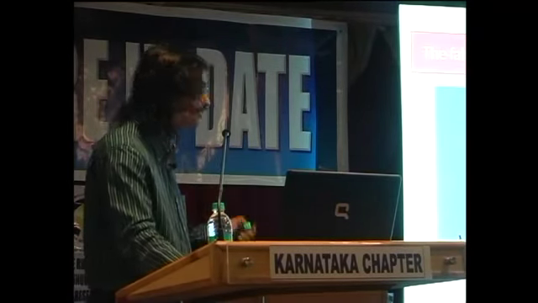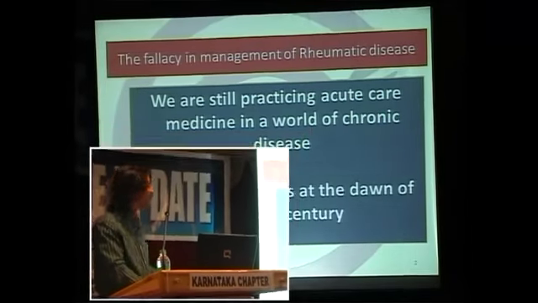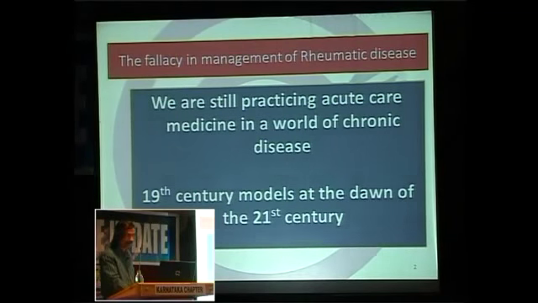At the outset, let me welcome all of you. In the next 20-25 minutes, I will try to speak on what exactly and why we should measure when it comes to managing rheumatic diseases or any other disease per se. The major fallacy which most of us practice sometimes is that we still practice rheumatic disease more like acute care when it really is a chronic disease. It is something we call a model of the 19th century being used in the 21st century.